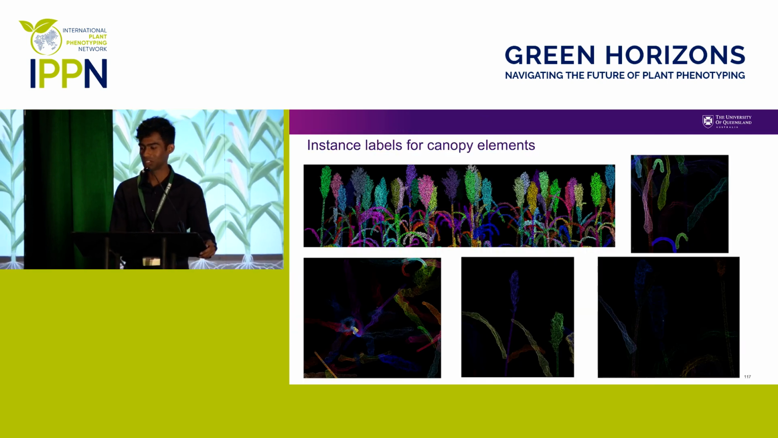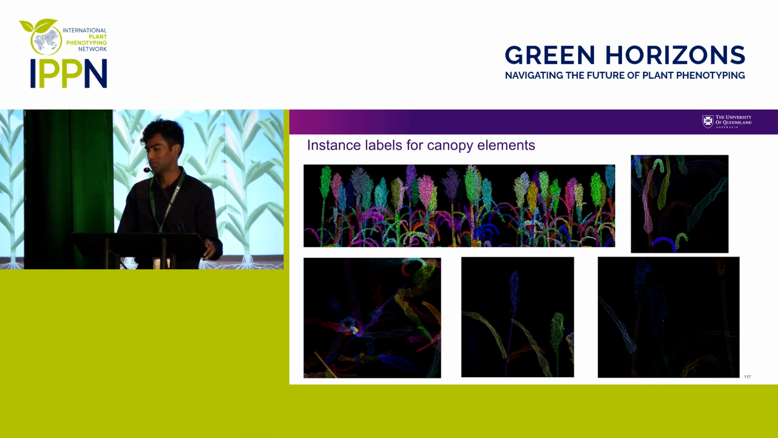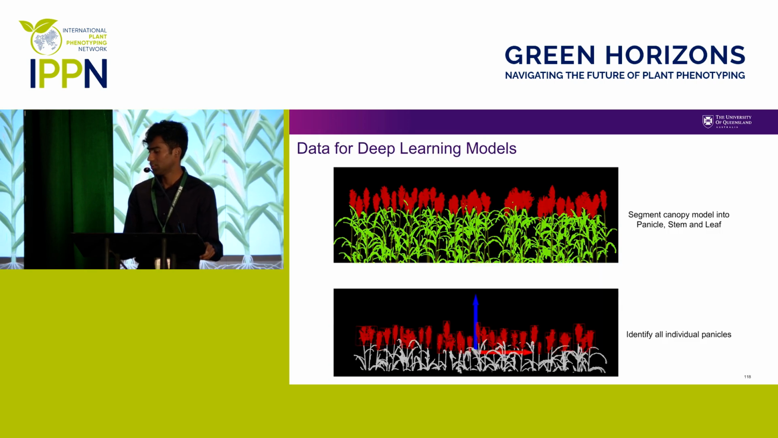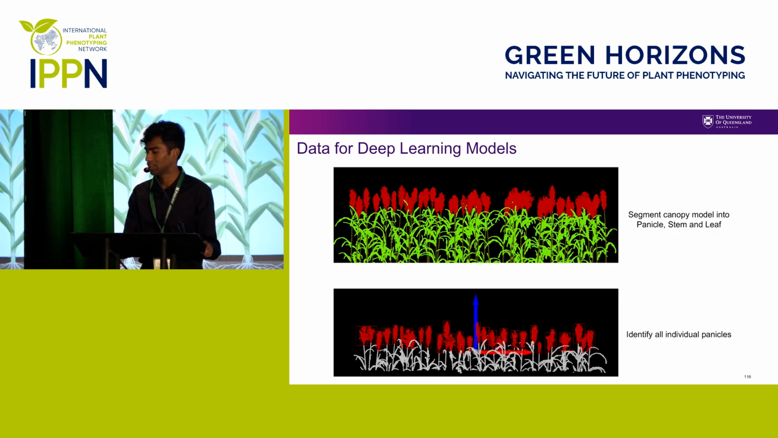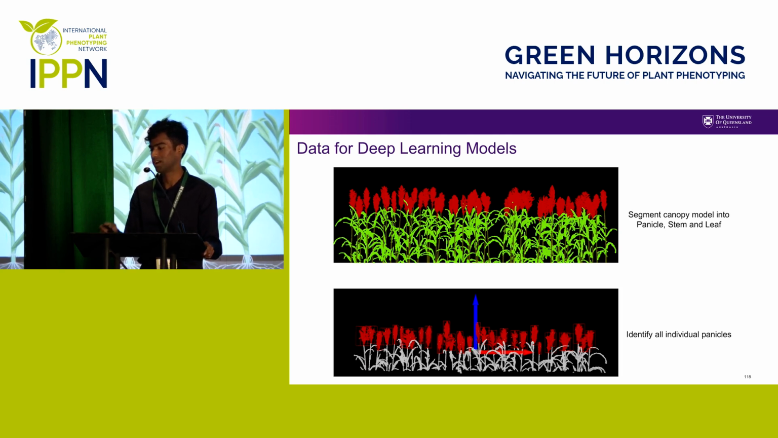Here you can visualize the instance labels for individual components of a generated canopy model, highlighted in different colors. Now this data can in turn be used to train deep learning models. We generate a synthetically labeled dataset to train models for two tasks. The first is a semantic segmentation model to classify the canopy model into panicle, leaf, and stem. The second is a detection model to identify all the individual instances of the panicles.